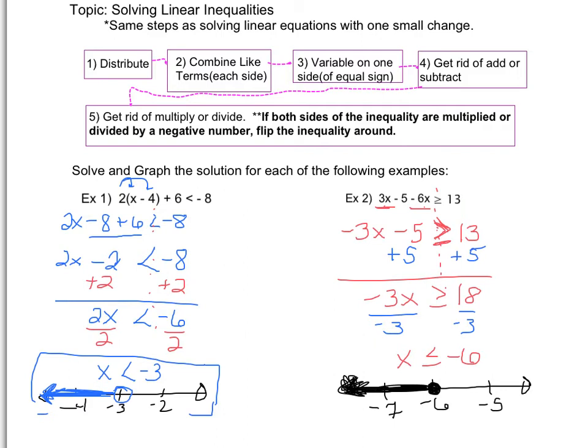And again, making note that the reason I changed my inequality here was because I divided by a negative. The reason that I left it alone here is because I divided by a positive. So I only change it if I divide both sides or multiply both sides by a negative.